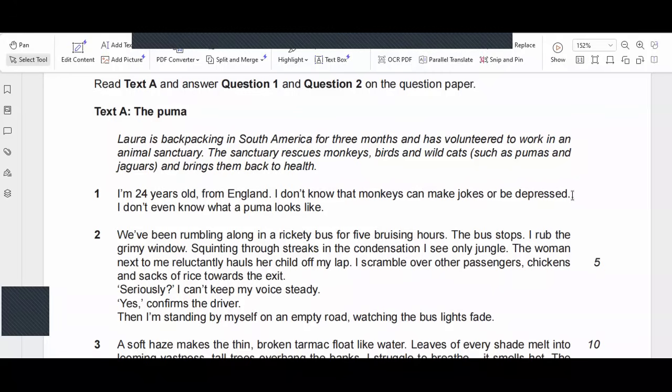The centre where she is going to volunteer basically saves hurt or sick animals like monkeys, birds, and big wild cats, for example pumas and jaguars, and helps them get better. And as soon as the animals are back to proper health, they are sent free into the natural environment.